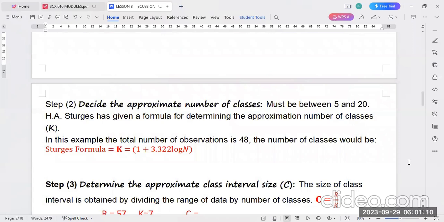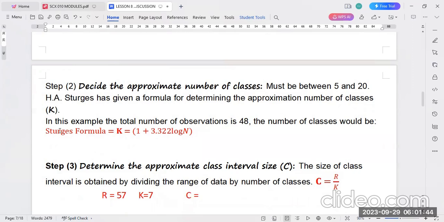Next, step number 2. You need to decide the approximate number of classes. Must be between 5 and 20. Each research has given a formula for determining the approximation number of classes, or it is represented by letter K, the variable K. In this example, the total number of observation is 48. That is the total number of data, which is N. N is equal to 48. So, yun yung kailangan natin para ma-solve yung approximate number of classes. Now, the number of classes would be, okay, so this is the formula. K is equal to 1 plus 3.322 logarithm of N.